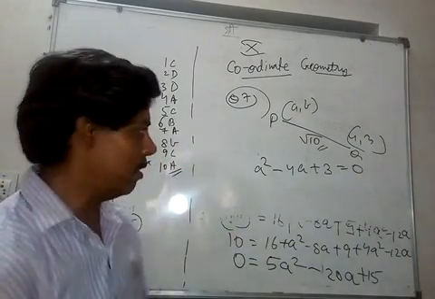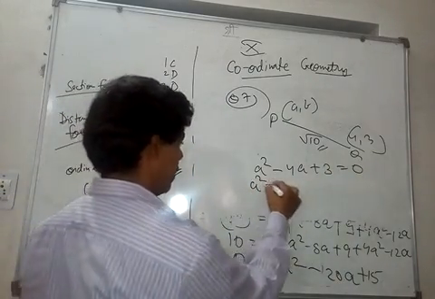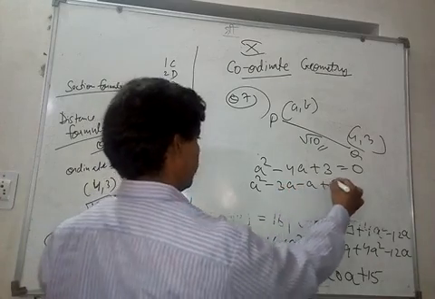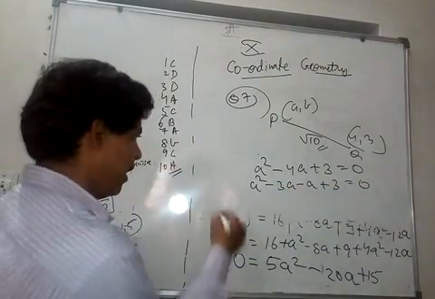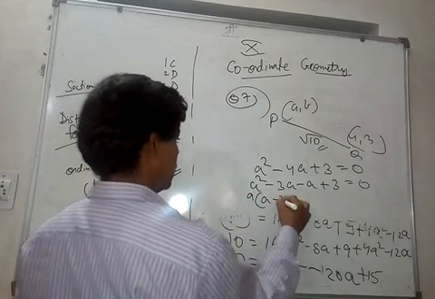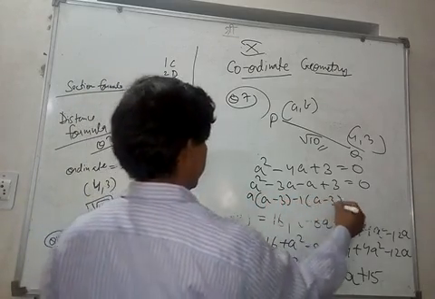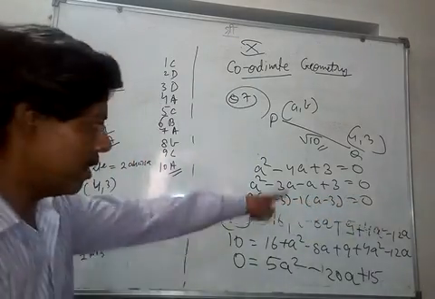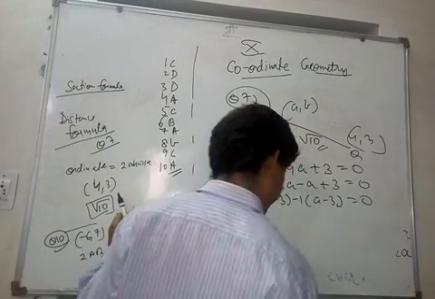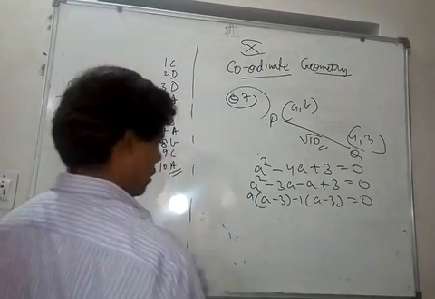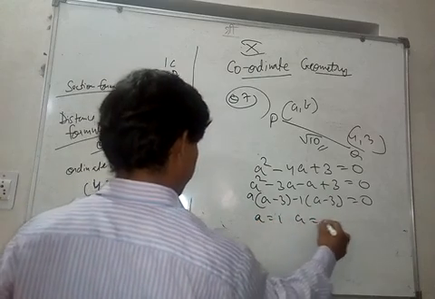Now you can do the splitting. A square minus 3A minus A plus 3, okay? So that is 3 times 1 is 3, plus 3. What you will get? (A minus 3) (A minus 1) is equal to 0. So A is equal to 1, A is equal to 3. These are the two answers.